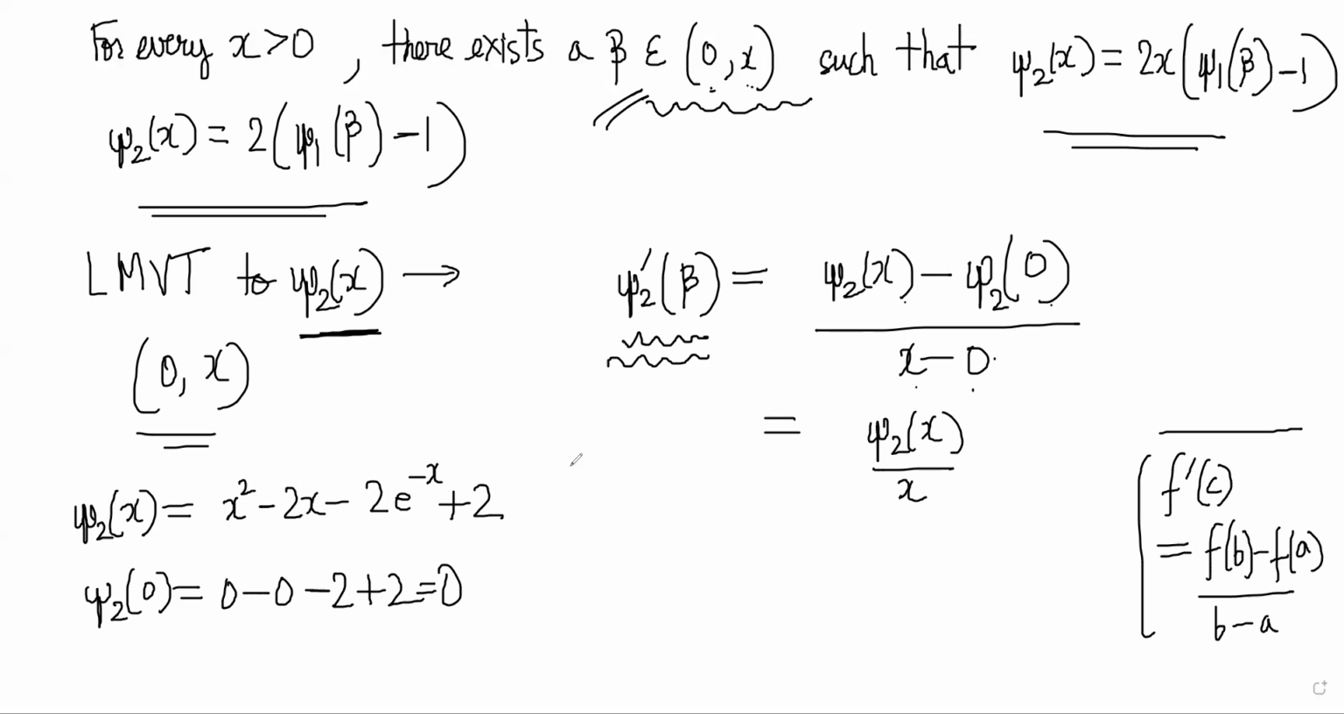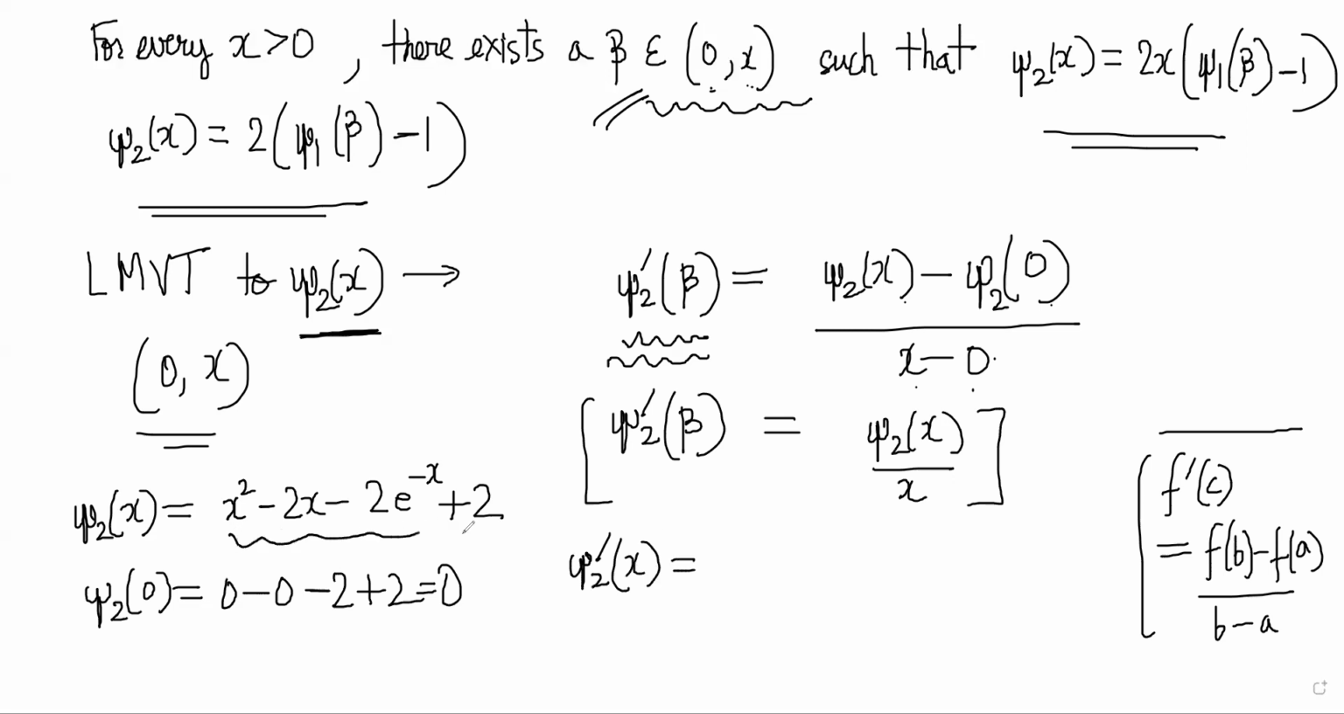So psi 2 dash beta is equal to this. Now we have to calculate what is psi 2 dash x. Psi 2 dash x is what for us? Differentiate this, we get 2x minus 2 plus 2 e power minus x. This is what we are getting. So psi 2 dash beta would be 2 beta minus 2 plus 2 e power minus beta, right? Is equal to psi 2 x by x, right?